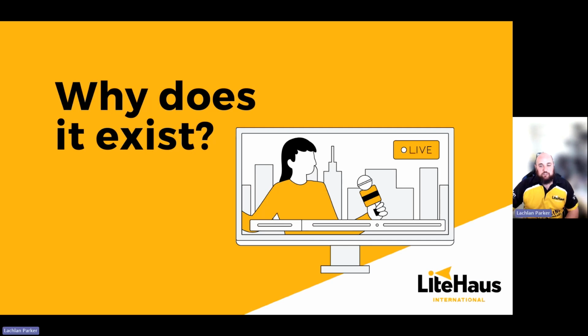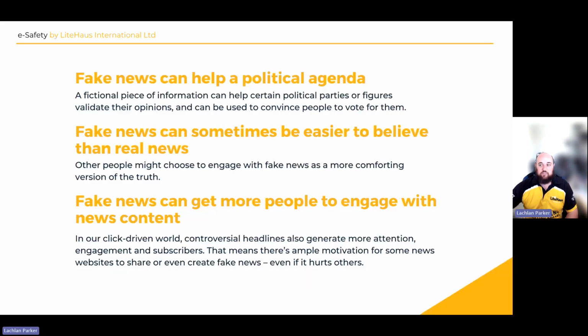So why does fake news exist? Well, it can exist for a number of reasons. One, it can exist to help a political agenda. So information that certain political figures or parties use can help validate their opinions, but also can be used to help get people to vote for them as well. So they're trying to get the people on their side and using whatever means they can.